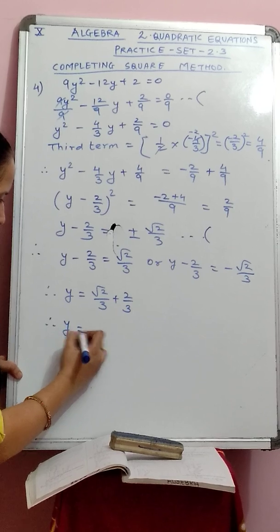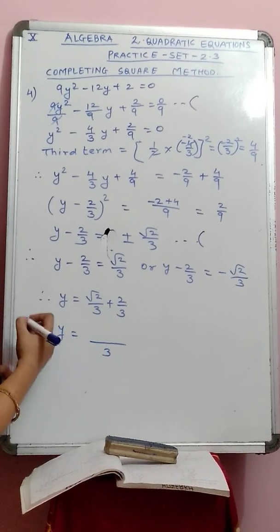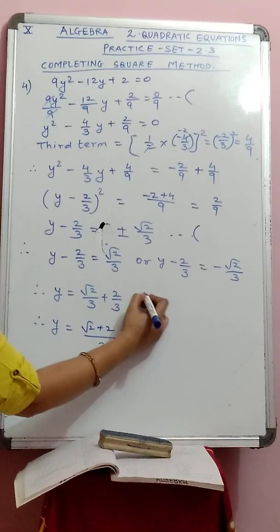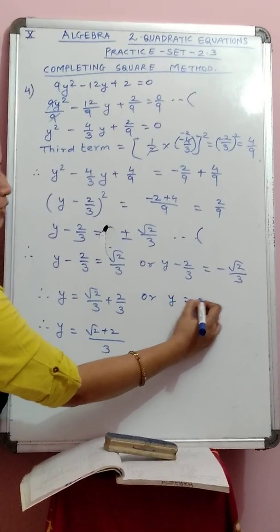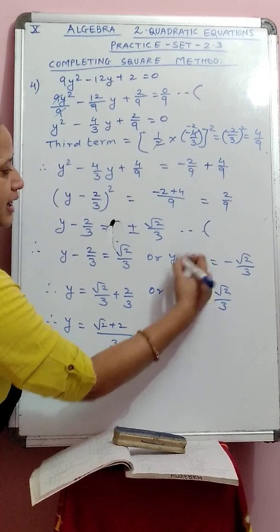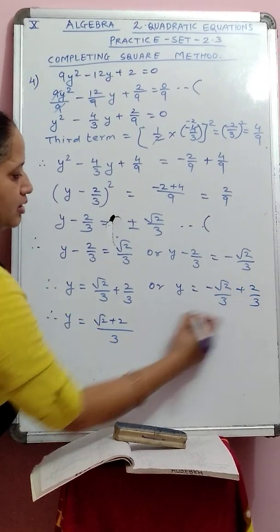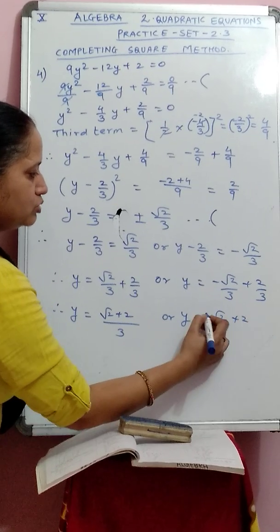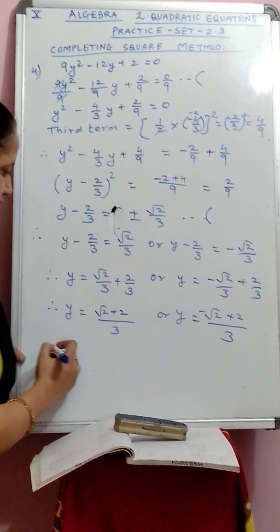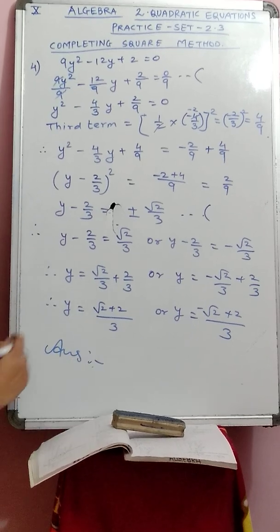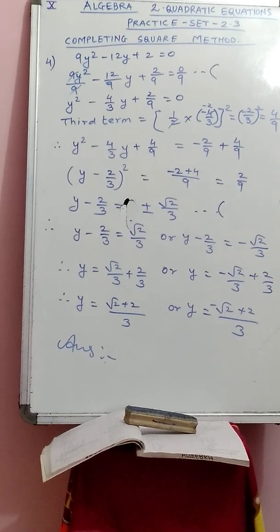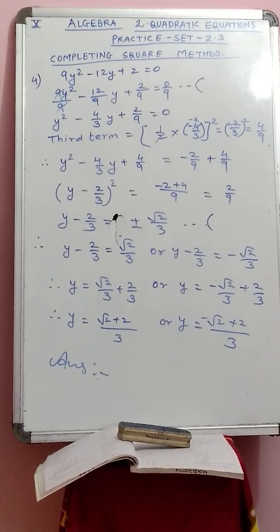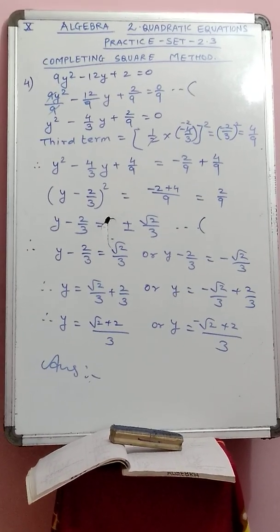Therefore y is equal to, denominators are the same, so we can write it once, root 2 plus 2 upon 3. Okay, or y is equal to minus root 2 upon 3 and it will be plus 2 upon 3. Or y is equal to minus root 2 plus 2 upon 3. So these are your two answers. You have to write, the roots to the given equation are root 2 plus 2 upon 3 and minus root 2 plus 2 upon 3. So this was your question number 4.